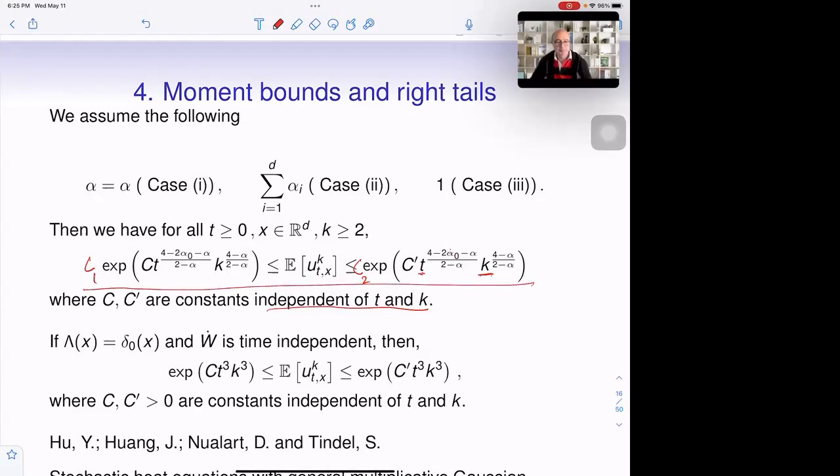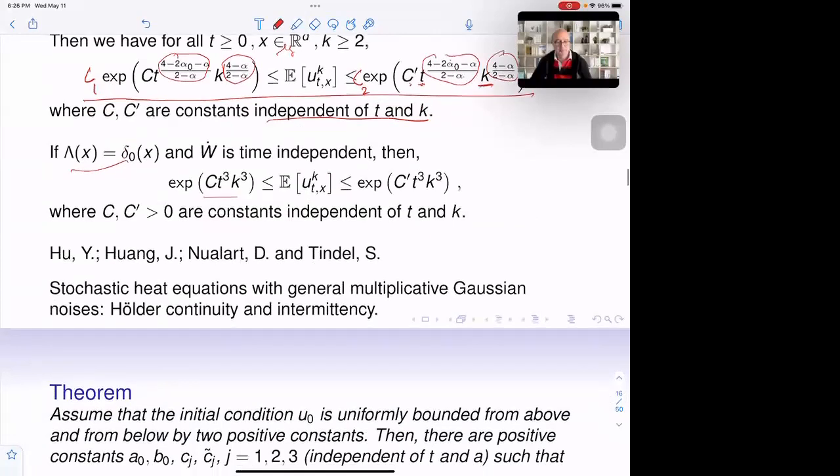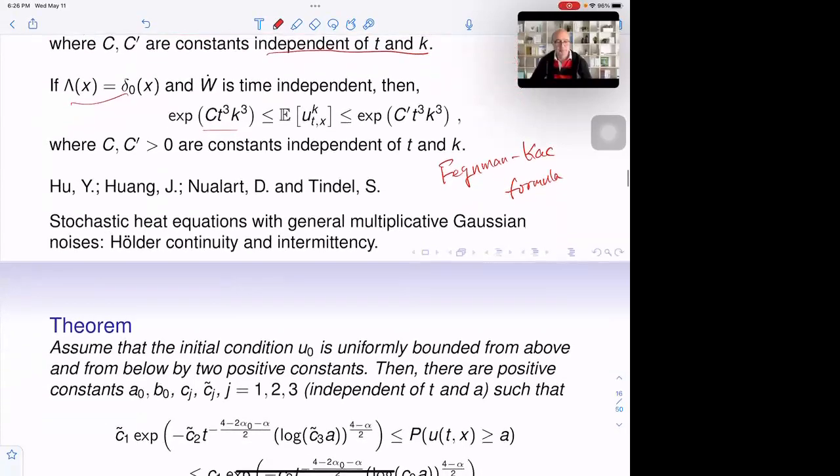We do not know exactly the constants C prime and C, but the exponents of the lower bound and the upper bound are the same. When t goes to infinity, if you take the logarithm, you get the exact exponent. When this is a delta function, we also have that. This is given in the paper some time ago with David Nualart and Samy Tindel. The main tool is to use the Feynman-Kac formula, together with some other techniques.